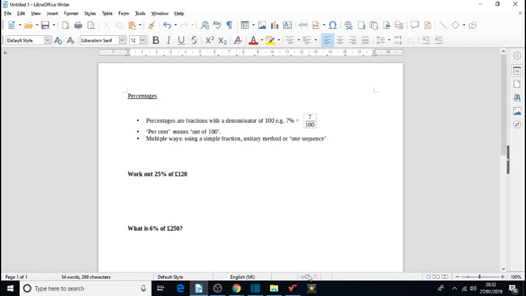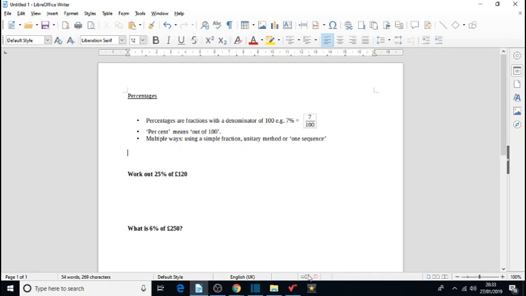There's another way: the unitary method. You can use this method when finding percentages where the percentage cannot be written as a simple fraction, or it might be too hard to work out that way. The unitary method is where you find 1% of something and then multiply it by whatever multiple you need to get to the percentage you're originally trying to find.